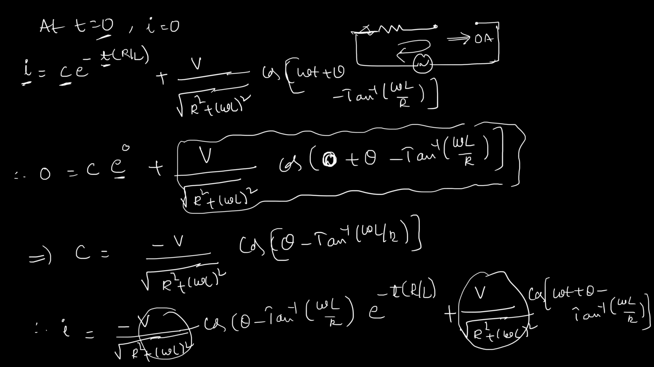In this way, we can find the complete solution for the current in an RL series circuit excited by sinusoidal input.